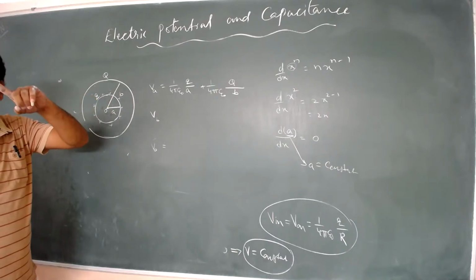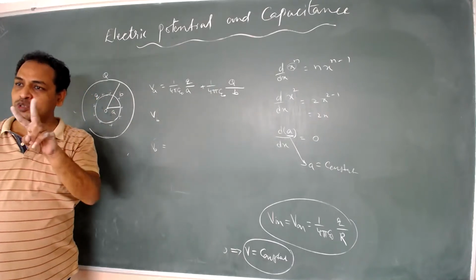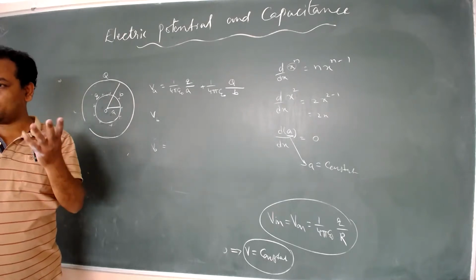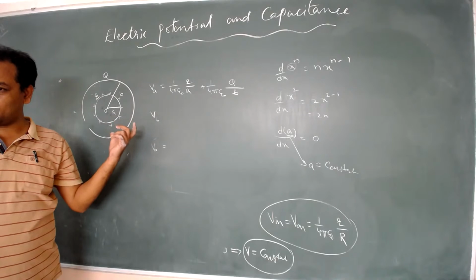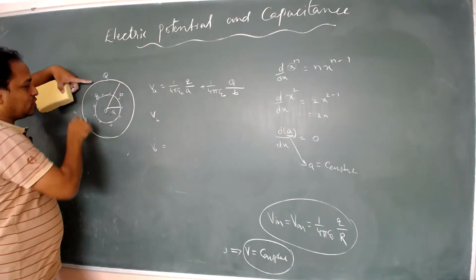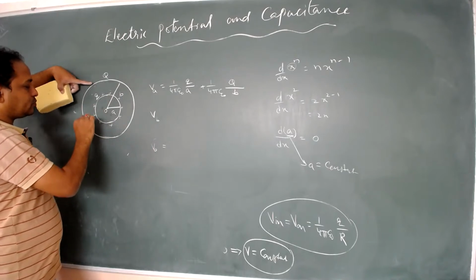Getting what I'm saying? In this way they may give two concentric spheres, or three concentric spheres, or four, whatever it may be. Similarly we have to follow. Clear? Now let us see for the B surface, that is the second one.